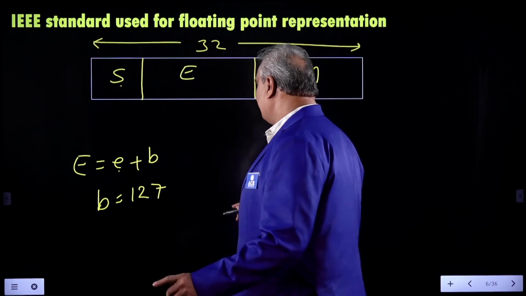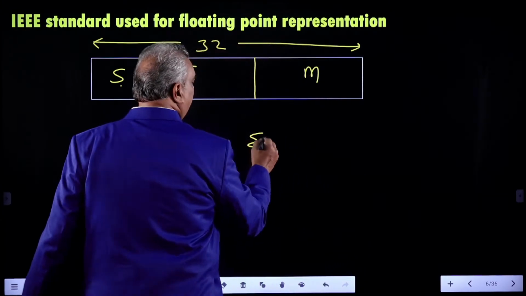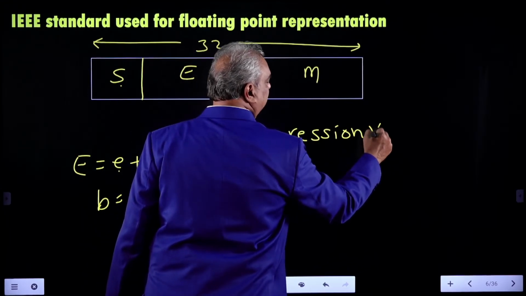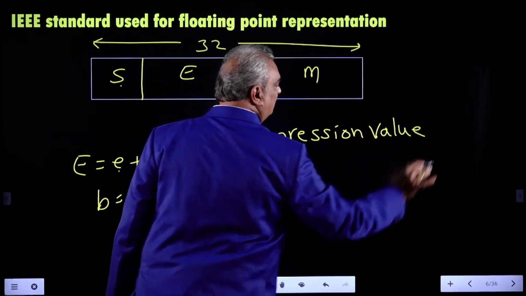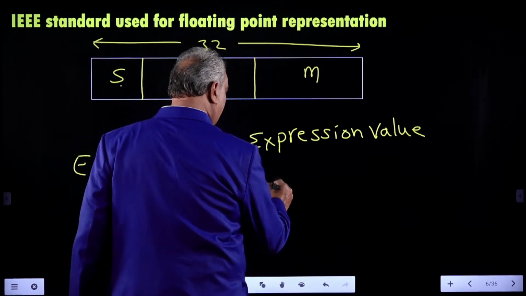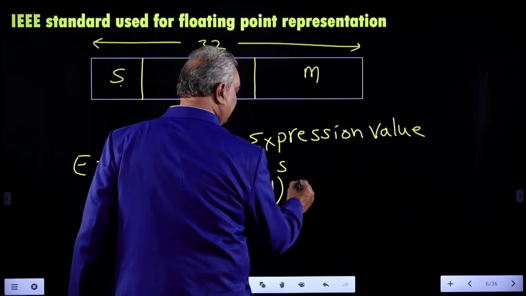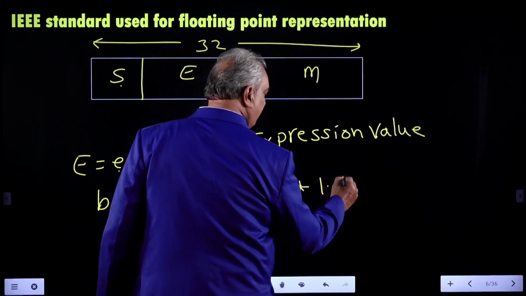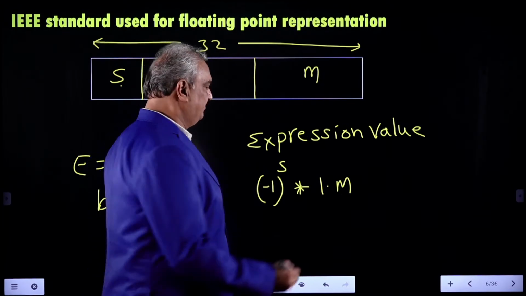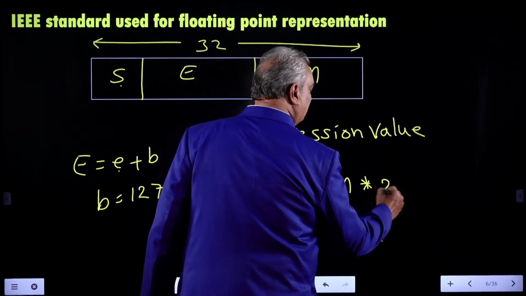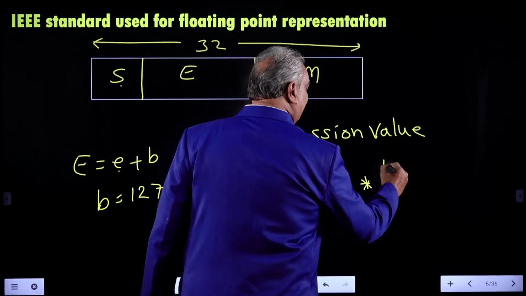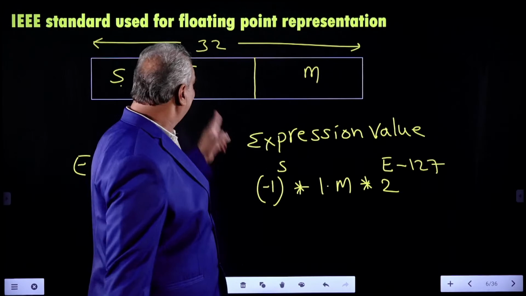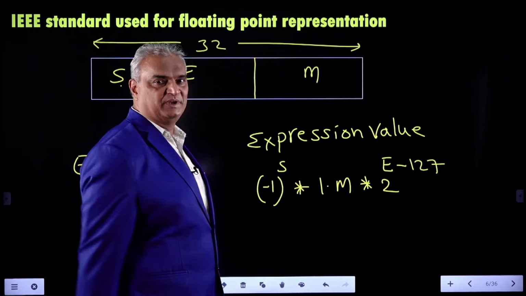Okay. Next, what about the expression value? In this, (-1)^S into 1.M, where the 1 is the hidden bit, into 2^(E-127). What is capital E? Biased exponent. It is an unsigned exponent.